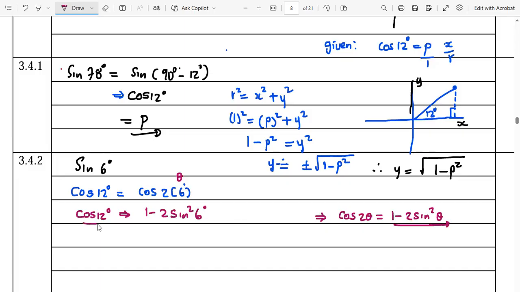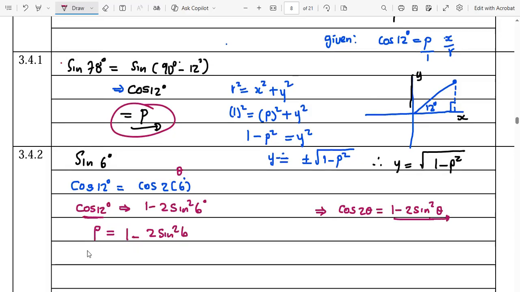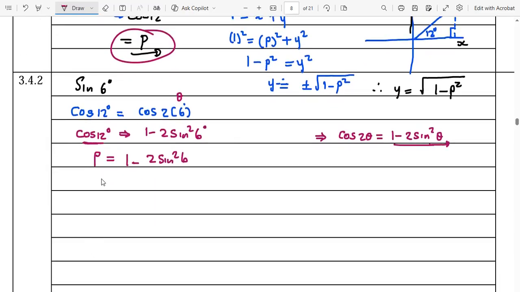First thing first, I know that the cos 12 is P. We just proved that the cos 12 is P. And then now I still have 1 minus 2 sine squared 6. So let's bring the 1 this side. So this will give me P minus 1 equals minus 2 the sine squared 6 degrees. Then let's divide everything by negative. So this is negative, divide that by negative, divide that by negative.